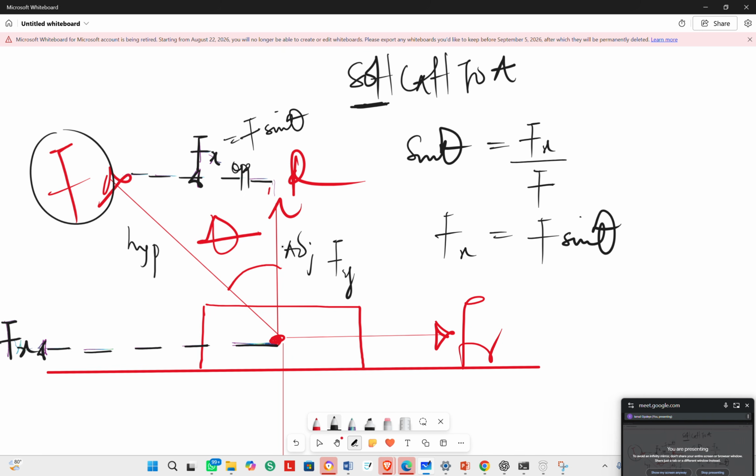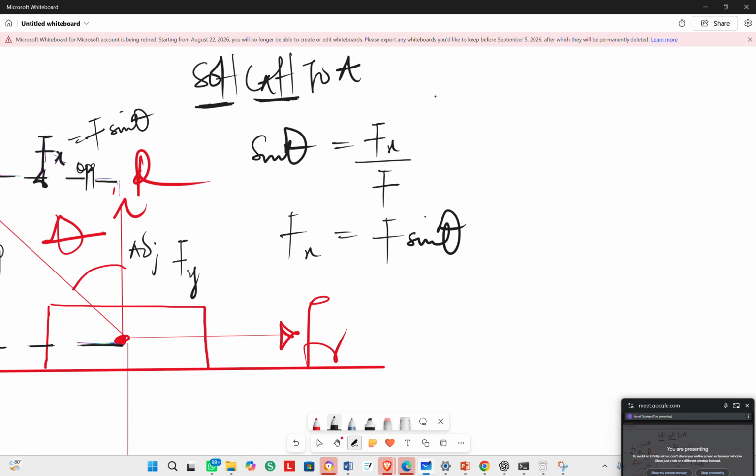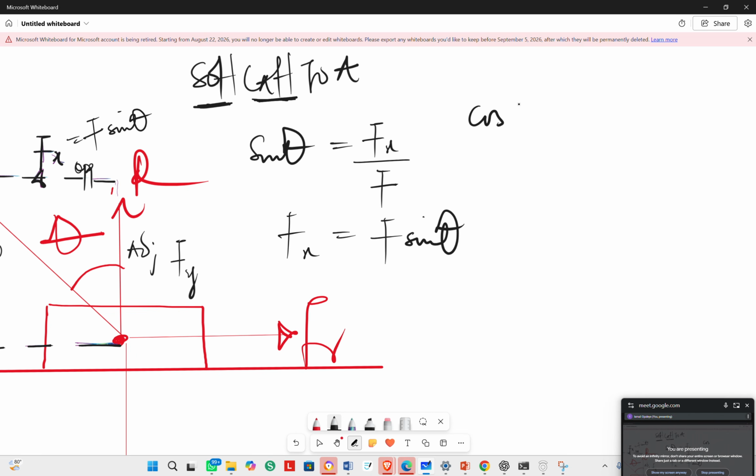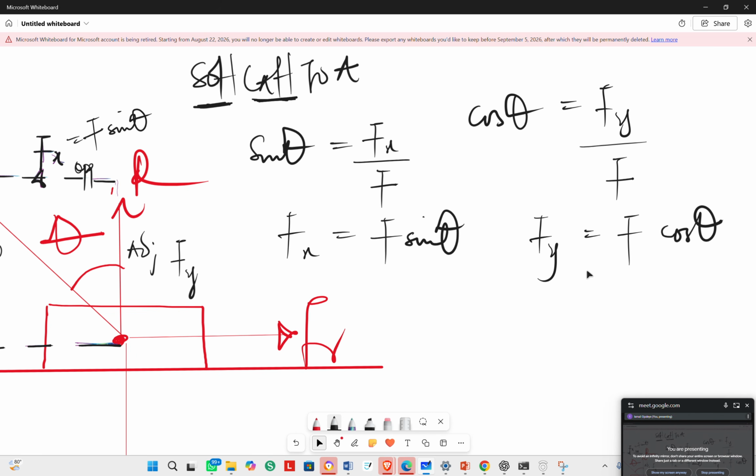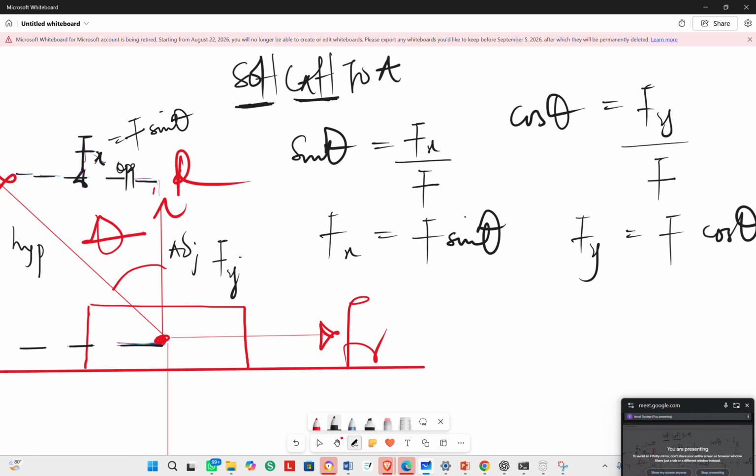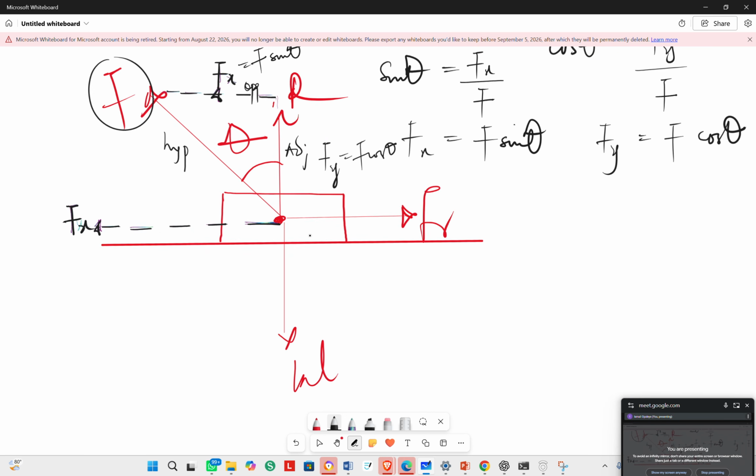So this F of X is equals to F sin theta. And then to get the adjacent side, which is F of Y, this is adjacent, and this is hypotenuse, which is F. So you want to relate it to what? To cos. What relates them together is cos. So cosine of the angle is equals to adjacent, that's F of Y, over hypotenuse F. So that means F of Y is equals to F cos theta.